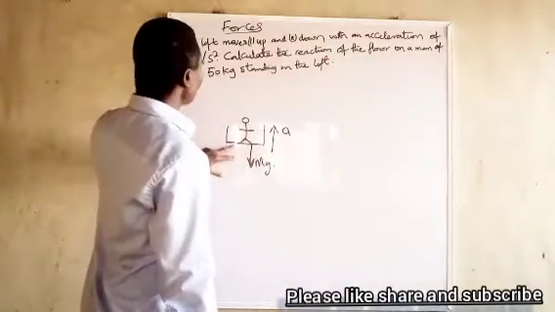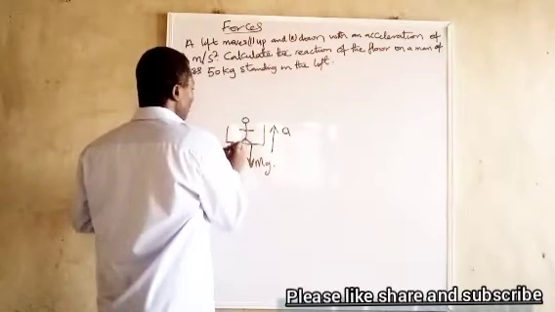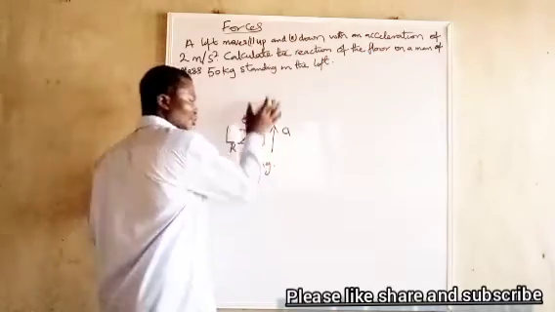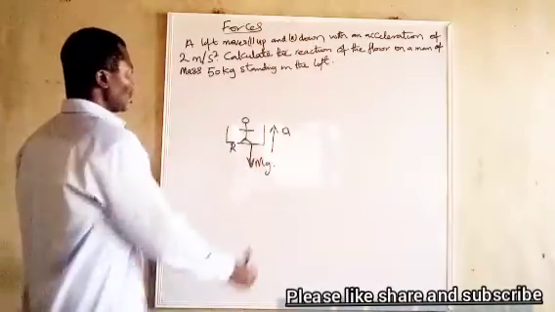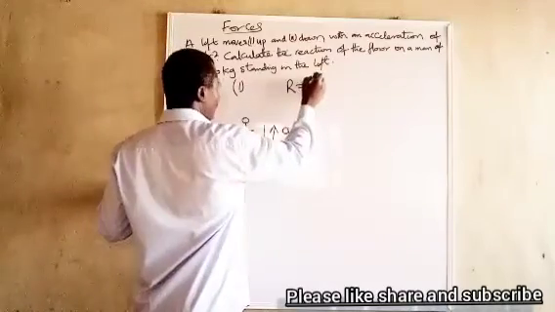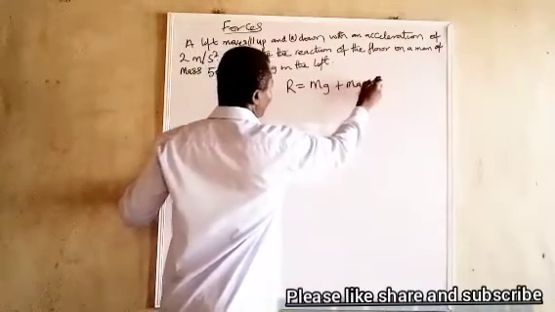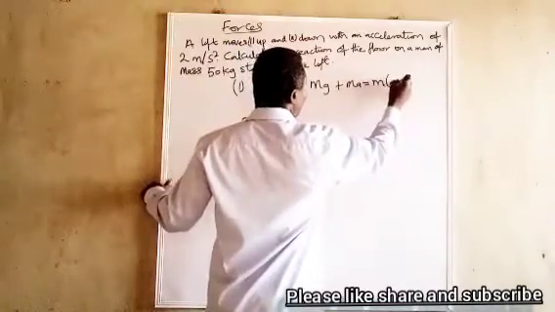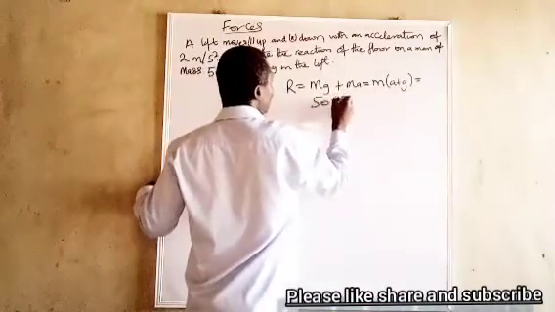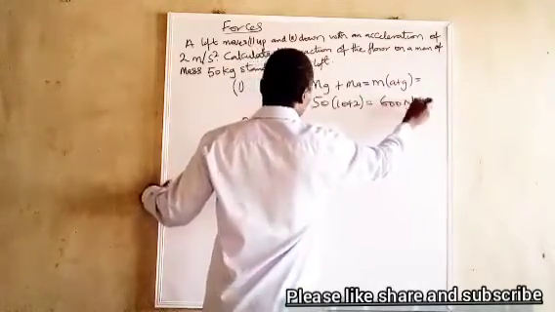The reaction on the floor will be the force to support this weight and to move this body upward. So R, in this instance, for the first one, will be equal to mg plus ma, which is equal to m into g plus a, which is 50 into 10 plus 2. That gives us 600 newton.